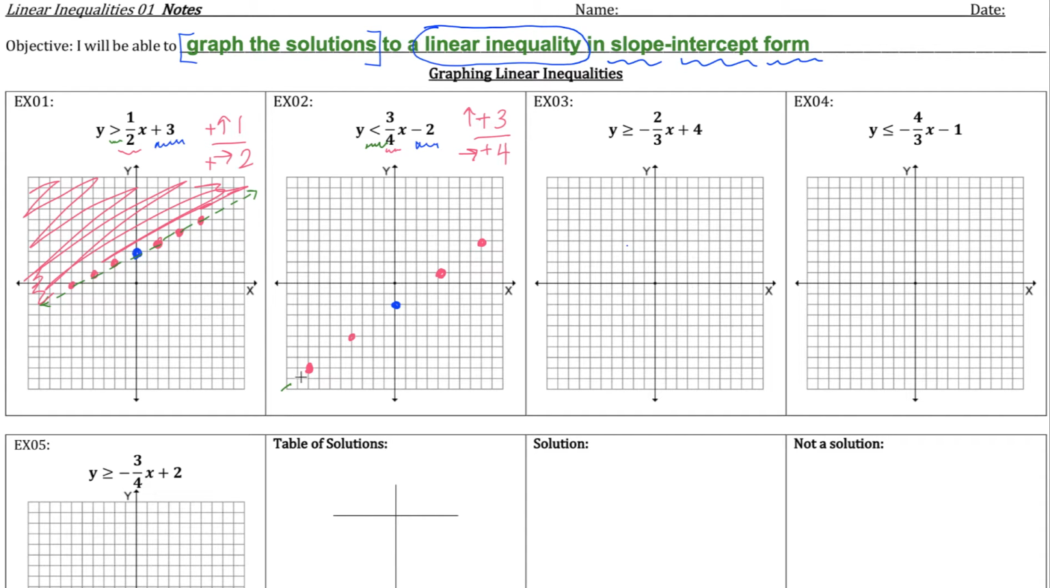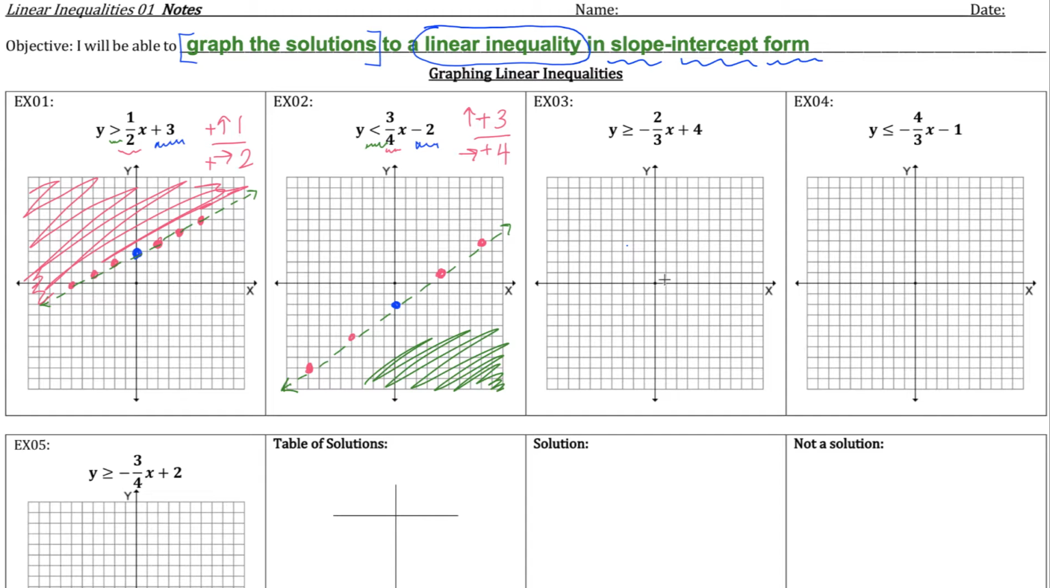So let's draw a dashed line again. What this dashed line means is that these aren't actual dots. This dot isn't really a dot. This isn't a solution. This one isn't. These dots help us draw the other dots, but they aren't actual solutions themselves. So y is less than, the y value has to be less. So the y's are going to be these values down here.